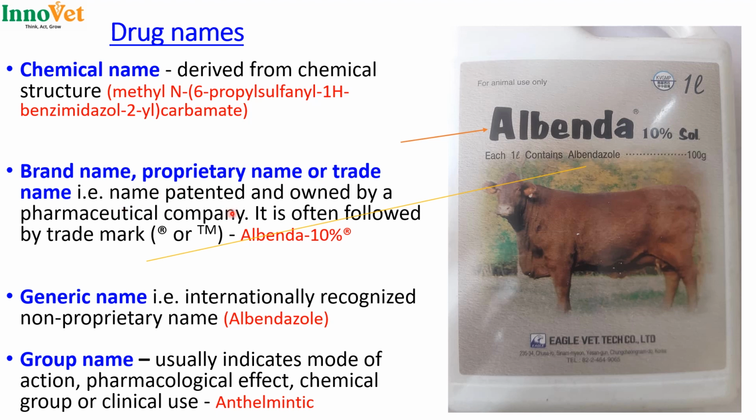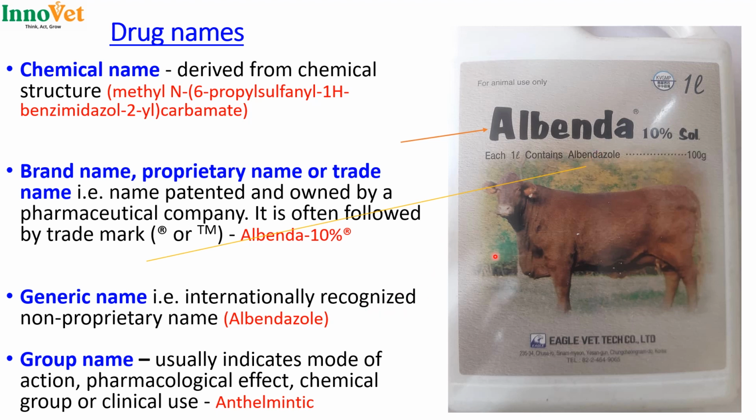and this one is patented by and owned by the pharmaceutical company. So for example, Albenda 10%. Now this is a brand name. In most cases, farmers know brand names. Now, for you as veterinary personnel, what we need to know very well is both the trade names and also the generic names.